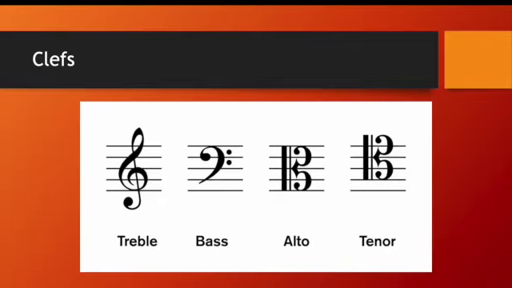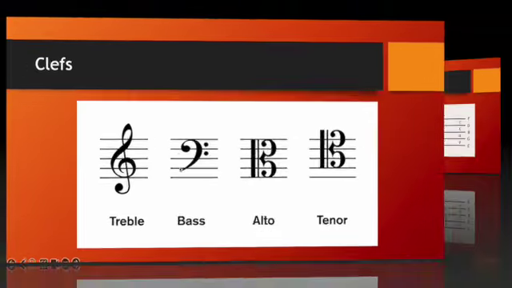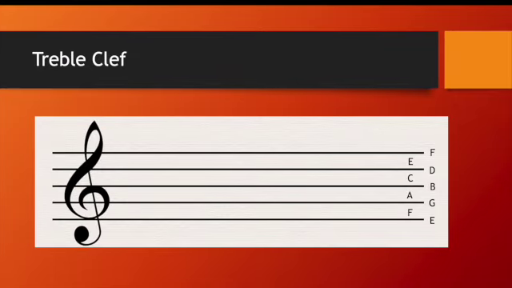That is the clef. Now, as you can see, there are numerous examples of clefs. We have treble, bass, alto, and tenor. But for today, as this pertains to you specifically, we're going to be focusing on the treble clef and the bass clef. All right, first we're going to begin with the treble clef. This will specifically pertain to my trumpet and French horn friends.